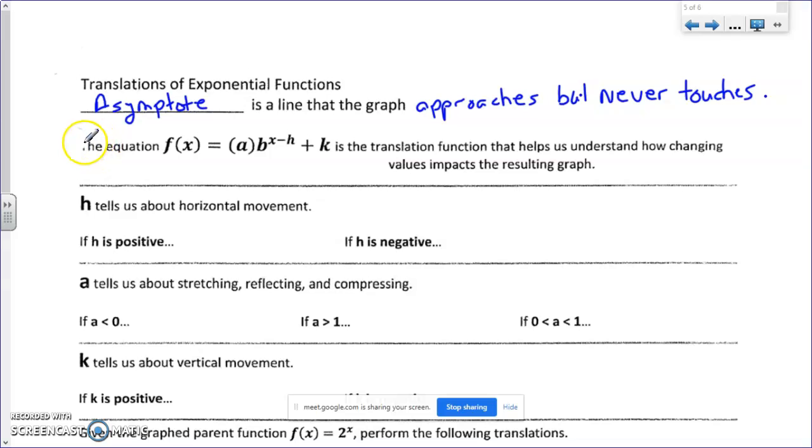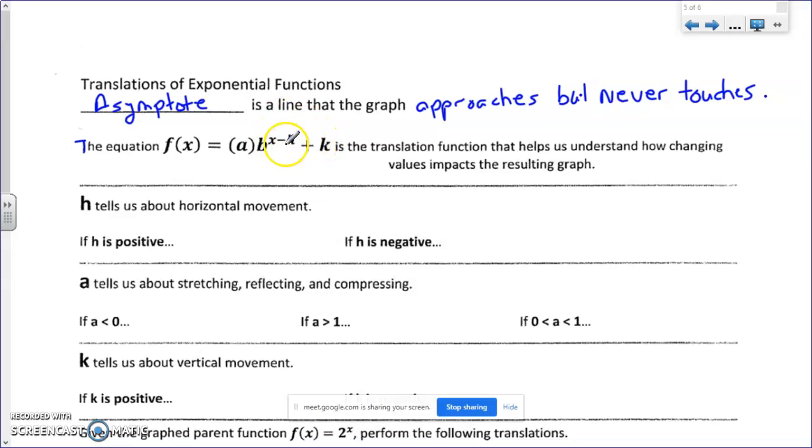The equation, this should have the, for some reason the T didn't print. F of x equals a, b, x minus h plus k. Does anybody recognize those letters? What does a do? Stretch or compress. What does h do? Left or right. What does k do? Up or down. Same thing here.